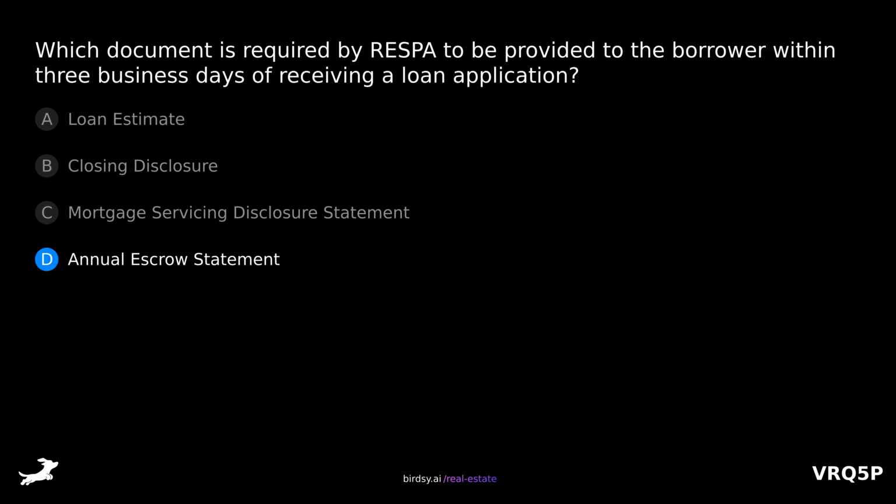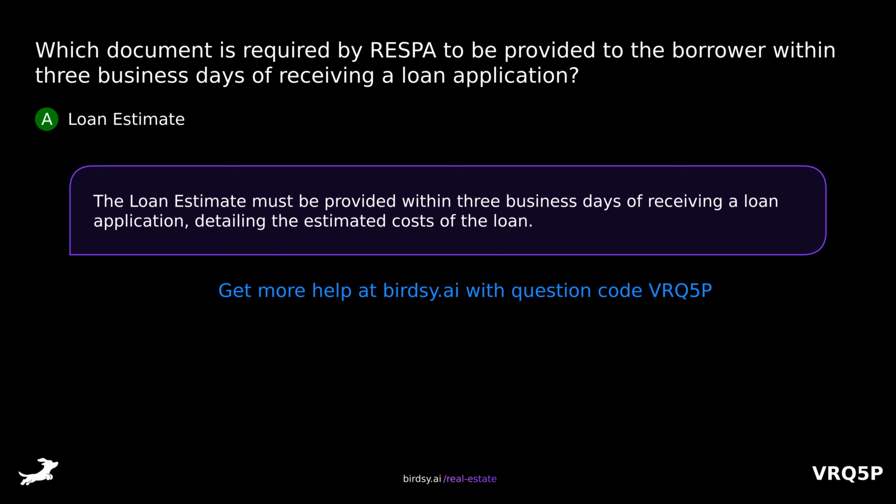The answer is A, loan estimate. The loan estimate must be provided within 3 business days of receiving a loan application, detailing the estimated costs of the loan.